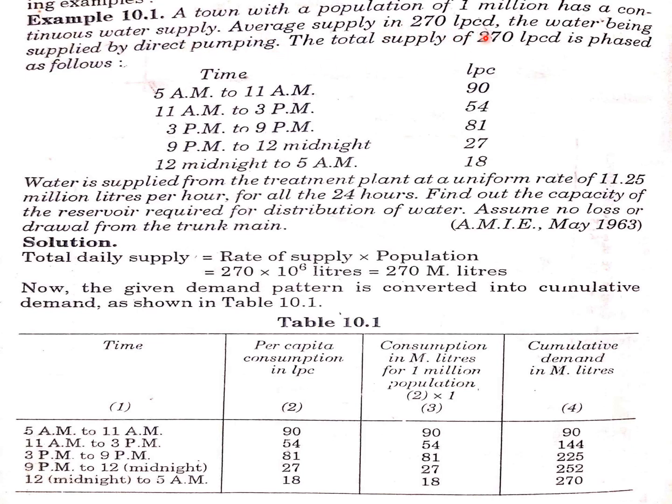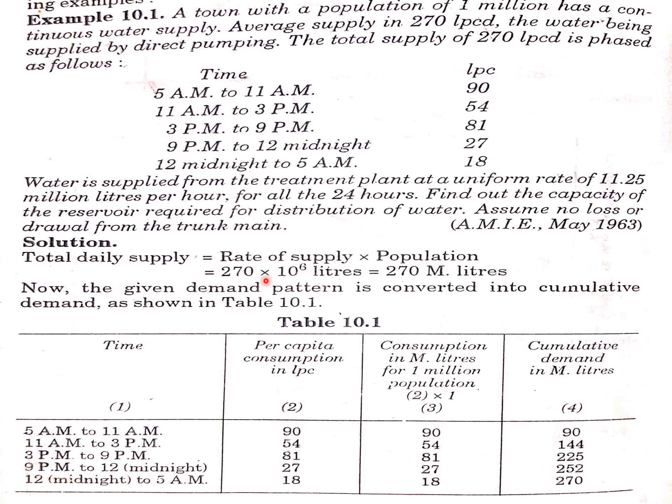supply is 270 liters per capita per day. Okay. The water is being supplied by direct pumping. The total supply is 6 to 11: 90, 11 to 3: 54, 3 to 9 pm: 81, again 9 to 12 midnight: 27, midnight to 5: 18. So now we are going to calculate the storage capacity. So how to calculate?